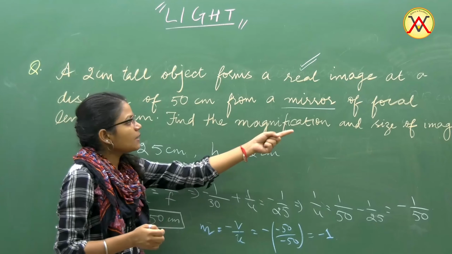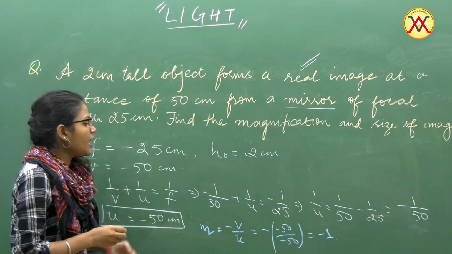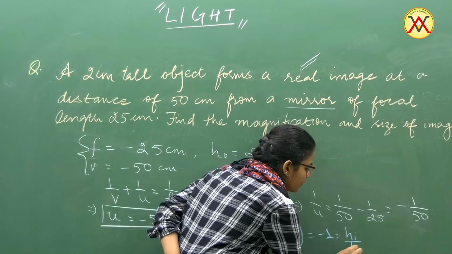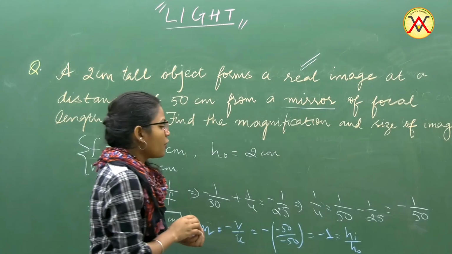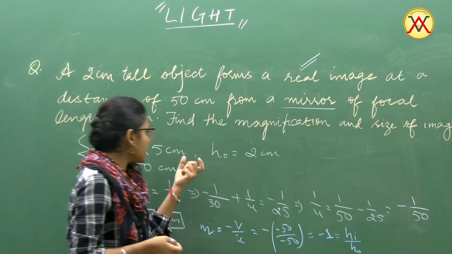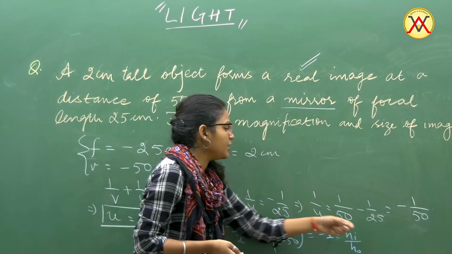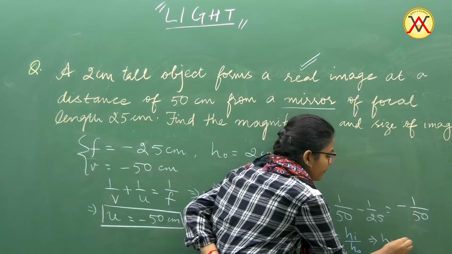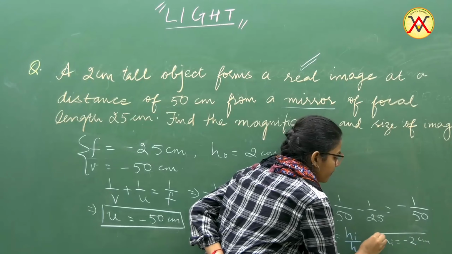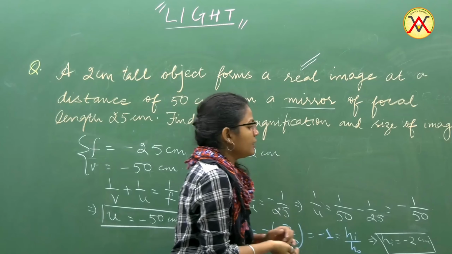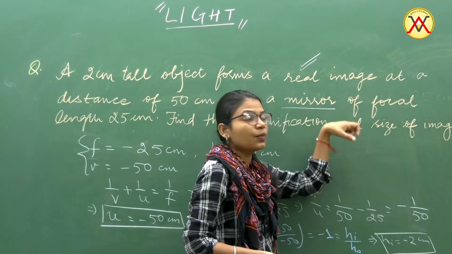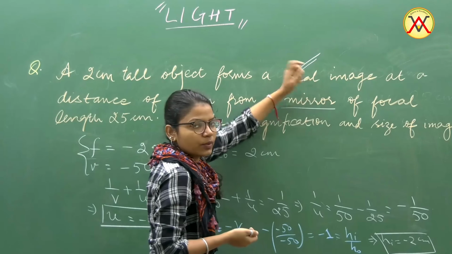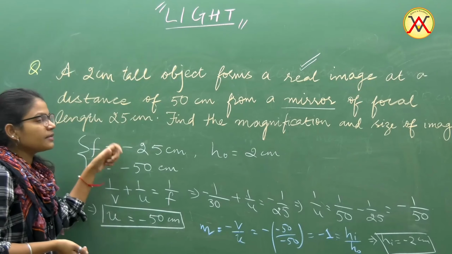Now, let's come to the size of the image. Once we have our magnification, equate it to our original formula, hi upon ho. From here, putting the value of height of the object as 2 cm, we'll have height of the image as minus 2 cm. The negative sign tells that the image is an inverted image, and it should be, because in the question it is already given that it is a real one. Alright, let us discuss another set of questions.